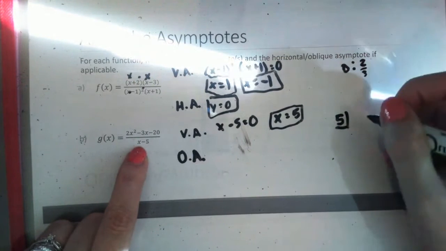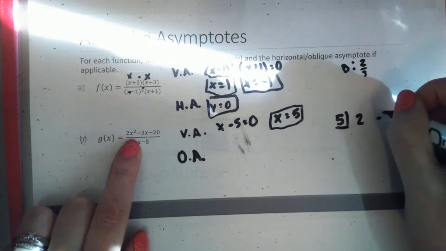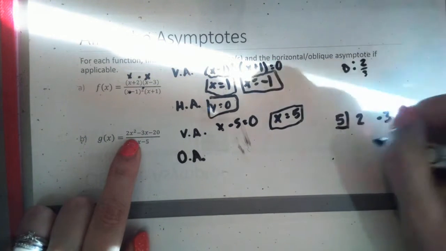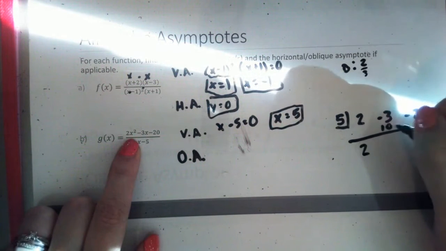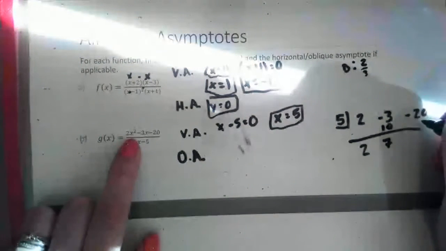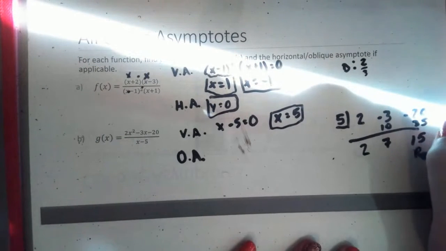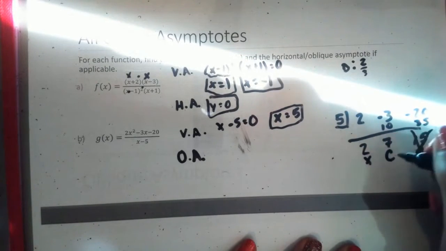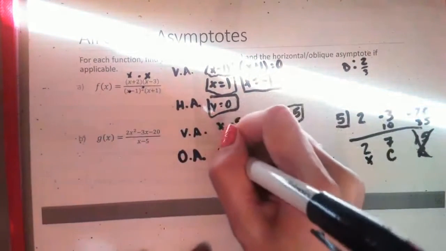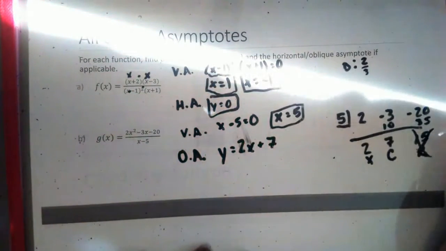I'm going to put 5 in my box, and then my coefficients are 2, negative 3, and negative 20. Bring down the 2. Multiplying gives me 10. Adding gives me 7. Multiplying gives me 35. Adding gives me 15. 15 is my remainder, and I don't care about that. 7 is my constant, 2 is my x. So my oblique asymptote is at y equals 2x plus 7.